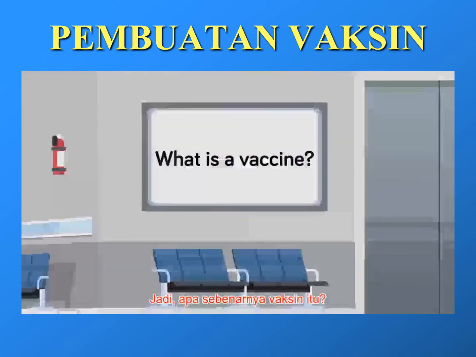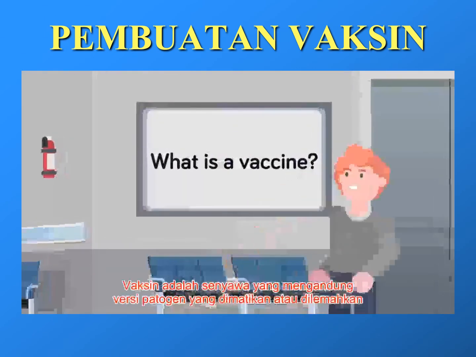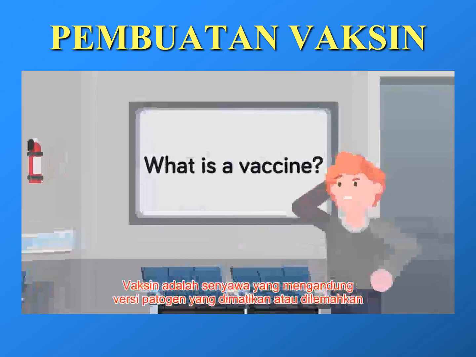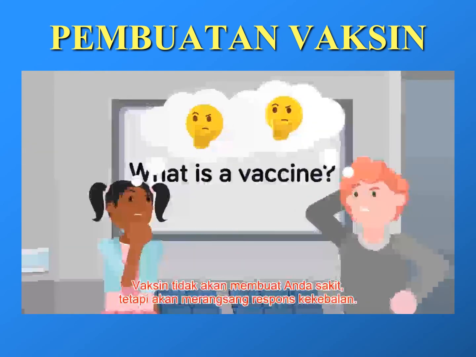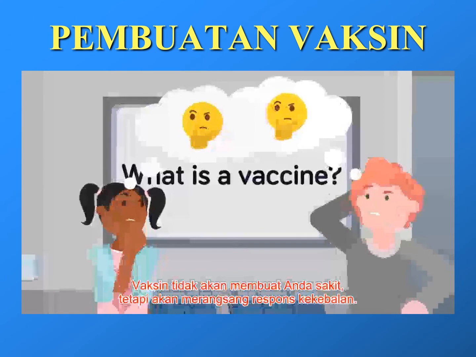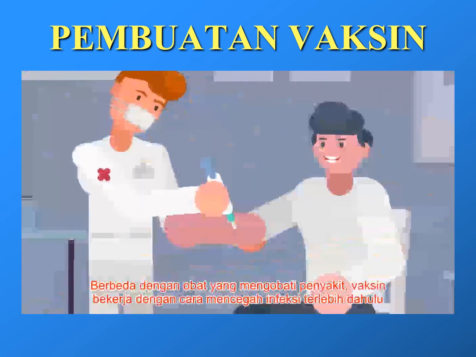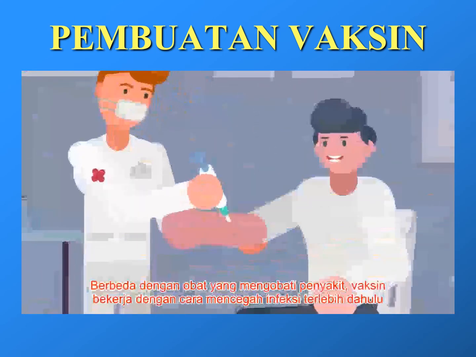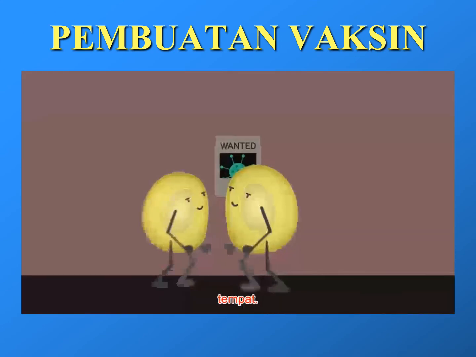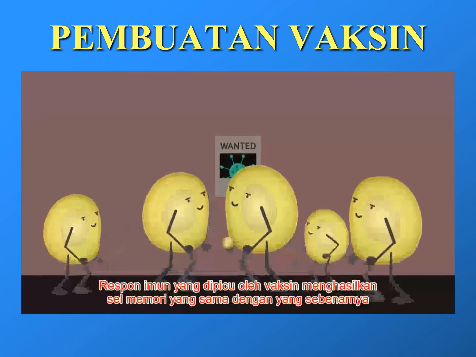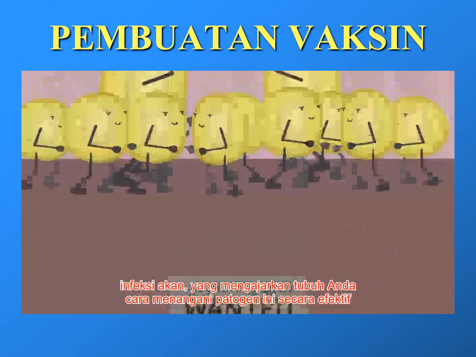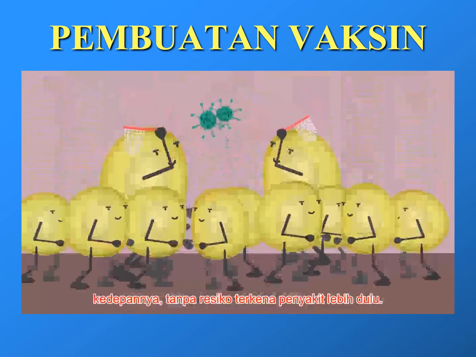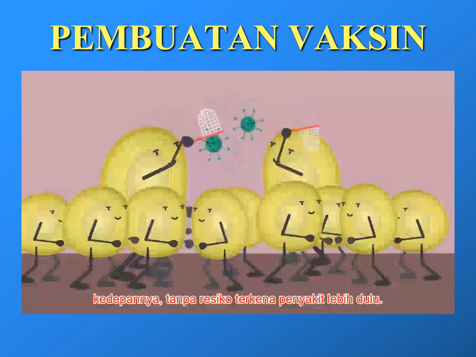So, what exactly is a vaccine? A vaccine is a compound that contains a killed or weakened version of a pathogen that is known to cause disease in humans. The vaccine won't make you sick, but it will stimulate an immune response. Unlike medicines that treat disease, vaccines work by preventing the infection in the first place. The immune response triggered by the vaccine produces the same memory cells that a true infection would, which teaches your body how to effectively deal with the pathogen in the future without the risks of having to get the disease first.